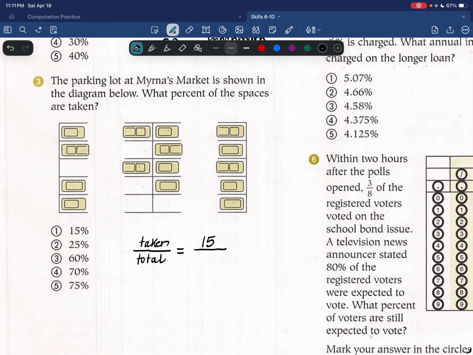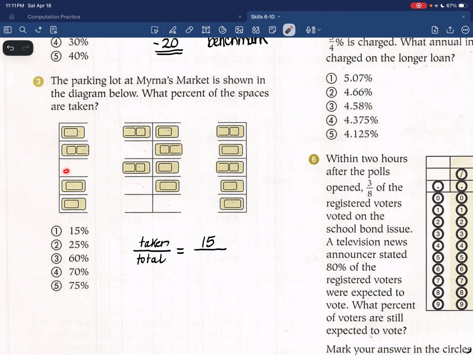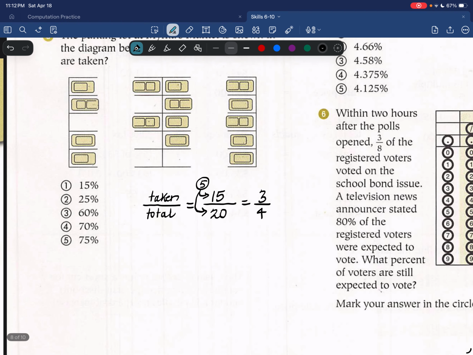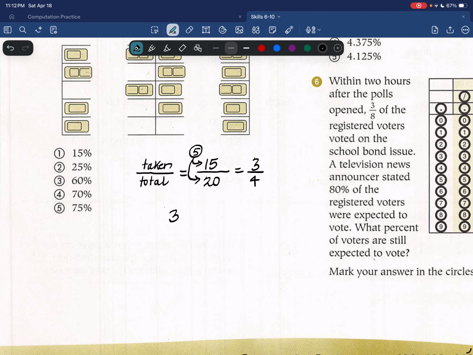And then let's count empty spaces. So I have 15 filled spaces. Here's 16, 17, 18, 19, 20. There are 20 spaces total. And if you want to go ahead and reduce that, you will maybe be glad. 5 into 15 is 3, and 5 into 20 is 4. 3/4 is a benchmark. What is 3/4 of $1? That's 75 cents. You can divide this to get your decimal.